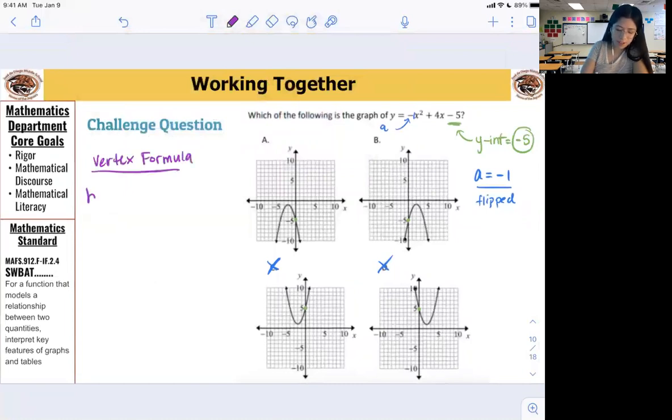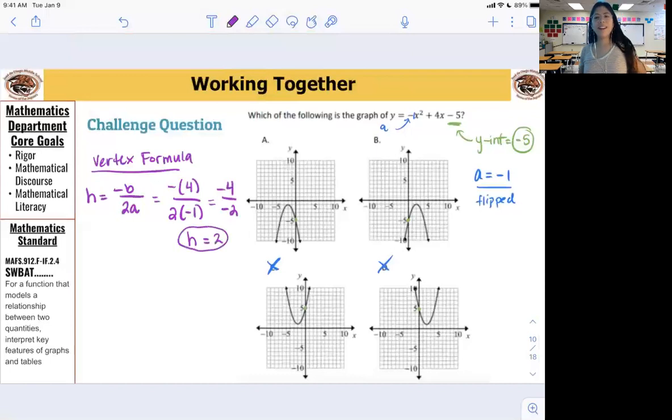Here we go. H equals -b over 2a. So what's my A? What's my B? B is 4. A is -1. Oops, I messed up. And A is -1. I messed up. You're not the only one. So -4 over -2. What does that give me? -4 over -2 is +2. Okay, never mind, I'm right. So H is +2.